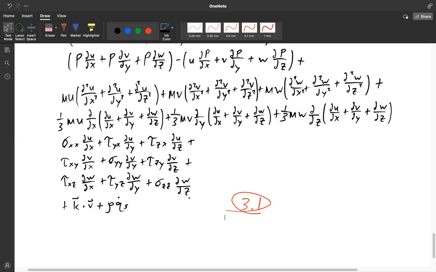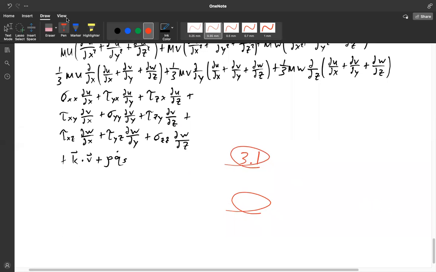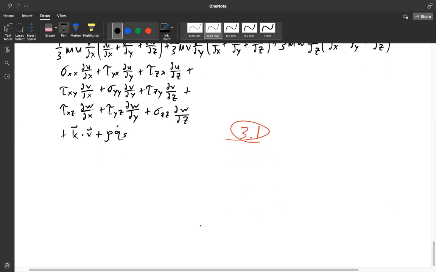So before we finish off today, let me first erase this. First, let's recall the Navier-Stokes momentum equations in order to simplify (3.1).